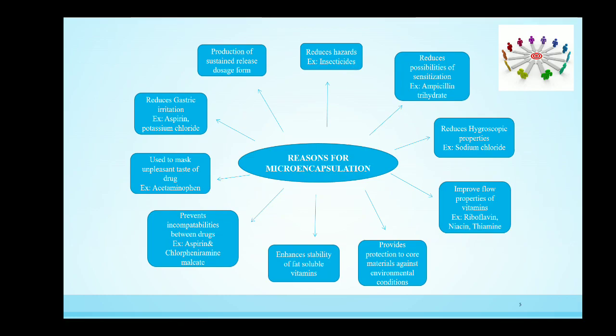Next reason is it reduces hazard. Microencapsulation also serves as an effective means to reduce toxicity of products like insecticides and pesticides, preventing hazard. Next is reduces possibilities of sensitization. Example, ampicillin trihydrate, which has been microencapsulated in order to reduce the sensitivity of factory personnel.